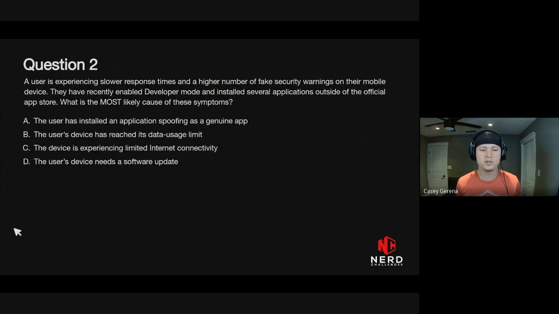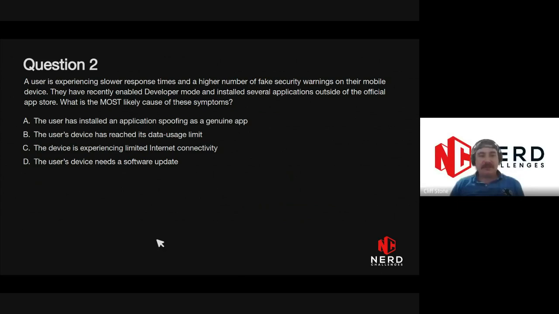Question two, a user is experiencing slower response times and a number of fake security warnings on their mobile device. They have recently enabled developer mode and installed several applications outside of the official app store. What is the most likely cause of these symptoms? A, the user has installed an application spoofing as a genuine app. B, the user's device has reached its data usage limit. C, the device is experiencing limited internet connectivity. Or D, the user's device needs a software update. I'm going with A, installed a spoofed app.